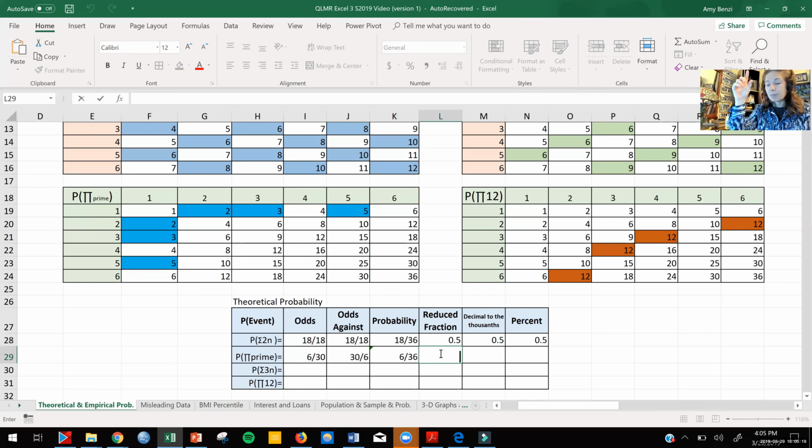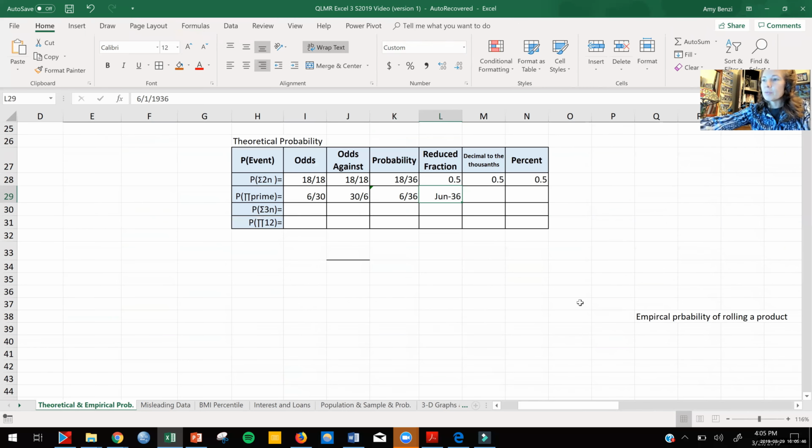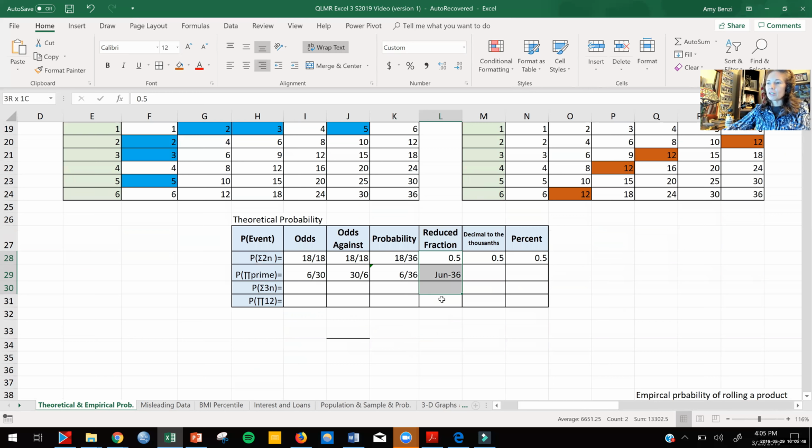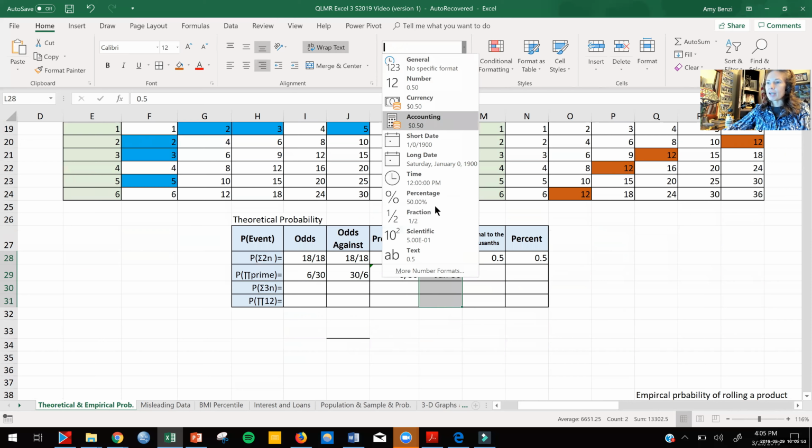All right, and then as a reduced fraction, now this time I do not have to put my little apostrophe. I do 6 divided by 36. I don't need my apostrophe this time because I don't mind for Excel to just do whatever it wants to do, which in this case is going to give me a date. That's absolutely not what I want. So what I can do here is just select all of these cells and take it to, say, fraction.